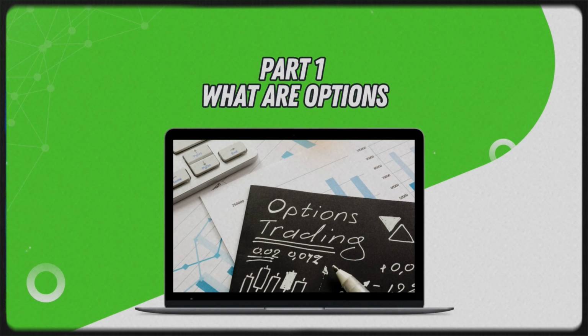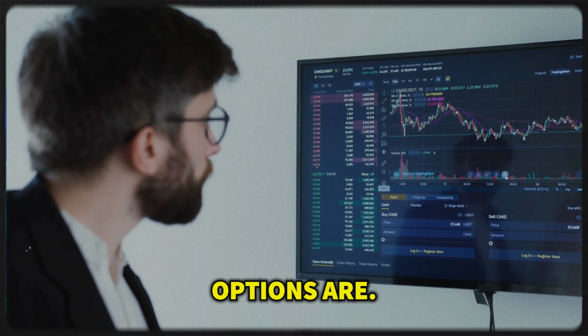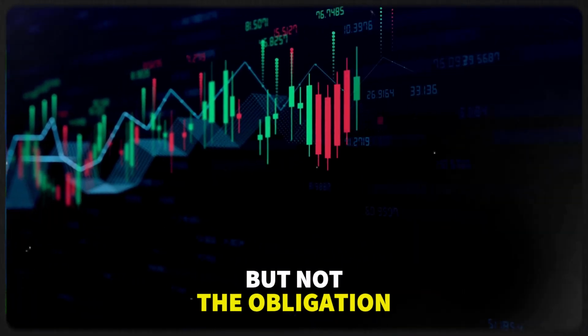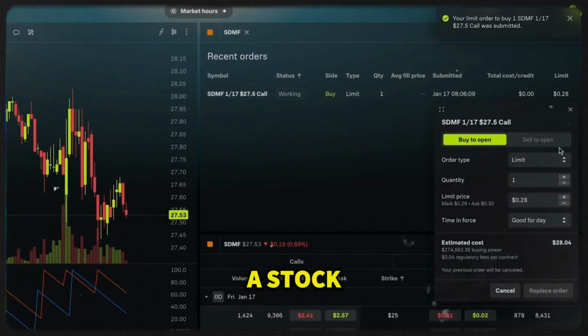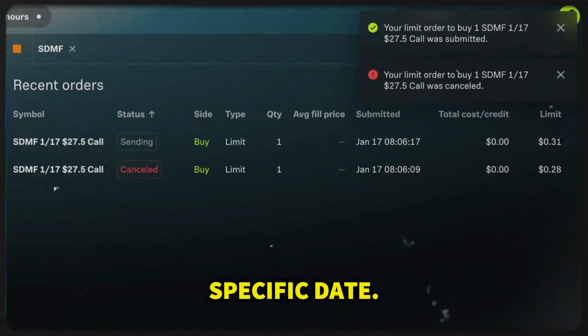Part 1. What are options? Before we trade, let's quickly understand what options are. An option is a contract that gives you the right, but not the obligation, to buy or sell a stock at a specific price, on or before a specific date.